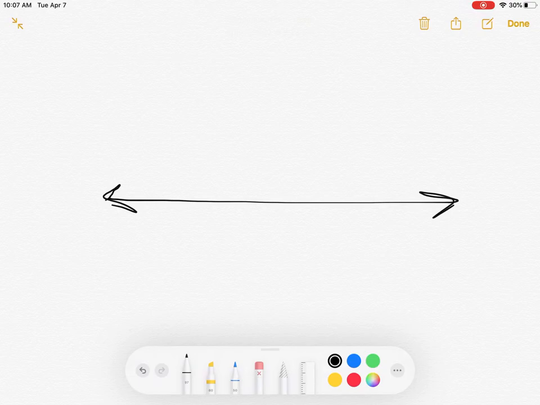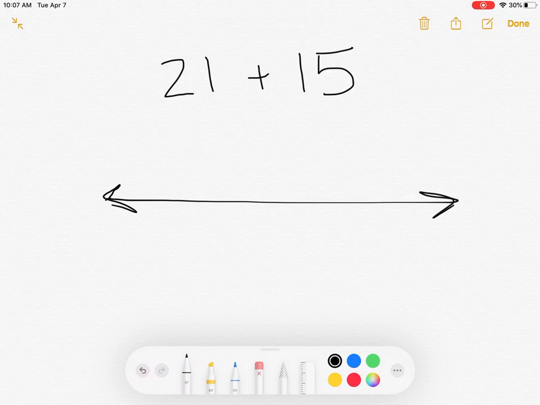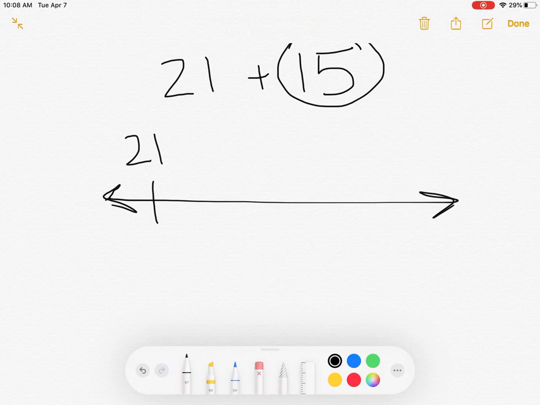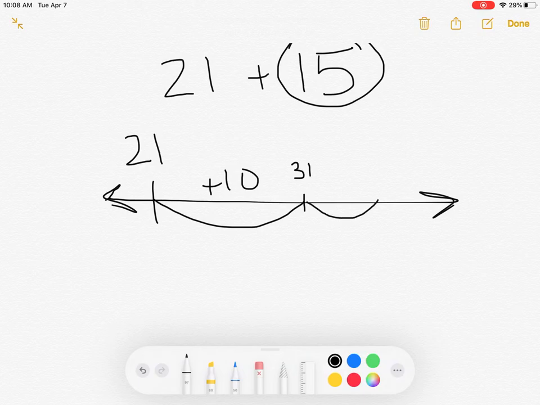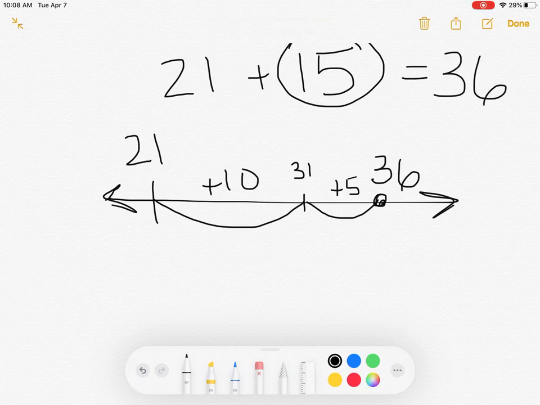and I want to solve the problem 21 plus 15, I can put down the number 21, and just like we were practicing, I'm then going to think about the jumps that are in 15. So I would go, 21 plus a 10. That'll get me up to 31. And then I'm going to add on the 5, so plus 5, and that gets me to 36. Nice. So now I know that 21 plus 15 equals 36.